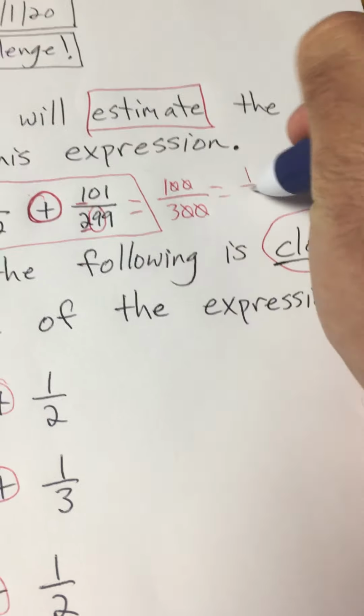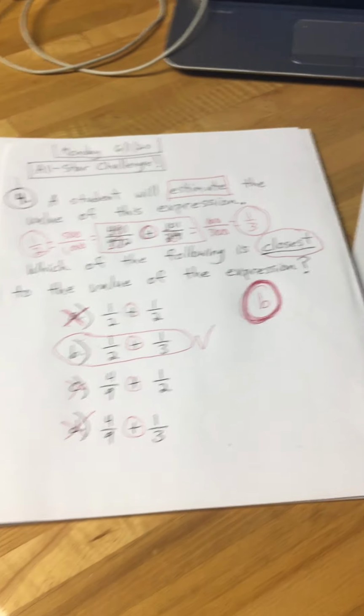So I see 1/2 plus 1/3, which is B. Okay, 1/2 plus 1/2 is not as close. It says to find the closest to the value. So this is closer: 1/2 plus 1/3. And those others are wrong, because when we estimated, that was about 500 out of 1,000, which is half, and this side was about 100 out of 300, which is 1/3. So 1/2 plus 1/3 would be the best estimate for this problem. B is the answer. And that's it.